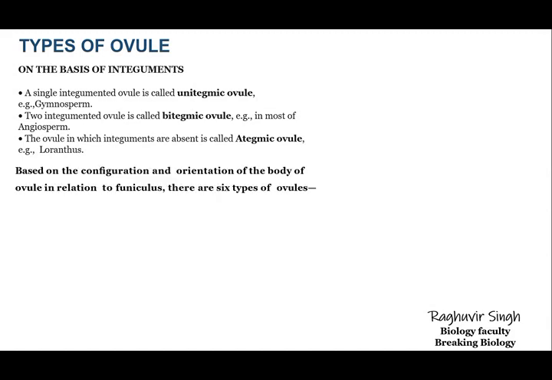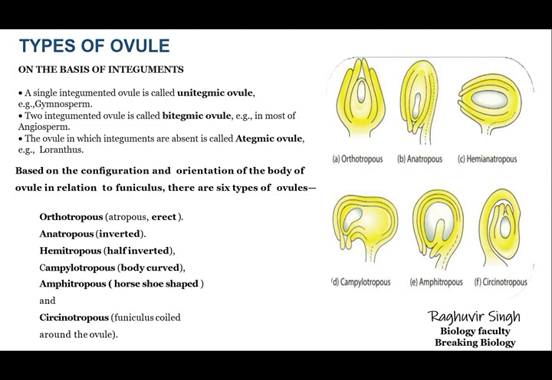Now, on the basis of configuration or the shape of the ovule, the ovules are of 6 different types. Those are orthotropous, anatropous, hemitropous, campylotropous, amphitropous, and circinotropous. Now let us look into each of these in detail. If you look at the orthotropous ovule, it is also called atropous ovule. In this case, the micropyle, the chalaza, and the funicle are in a straight line. So this ovule is also called the upright ovule or the erect ovule.